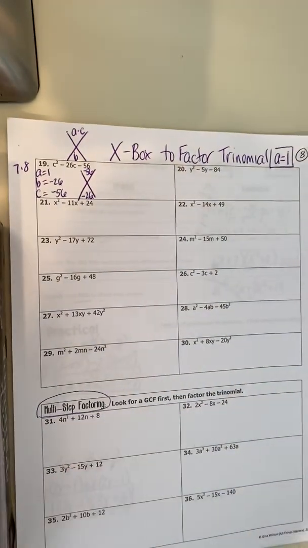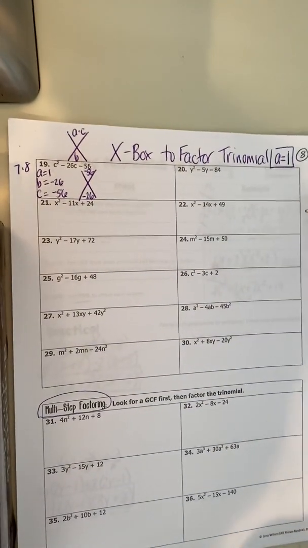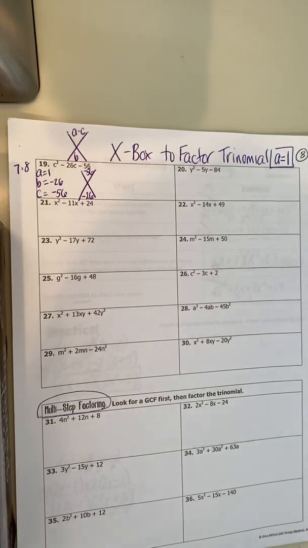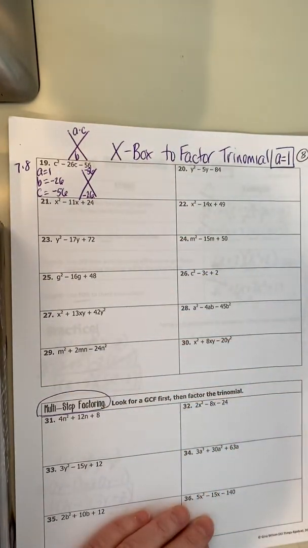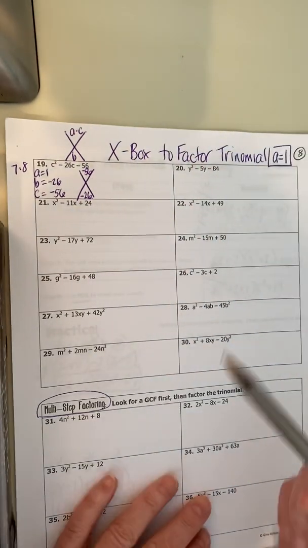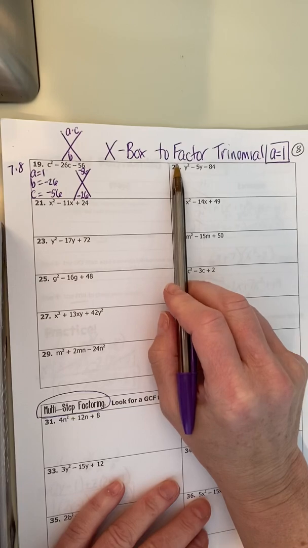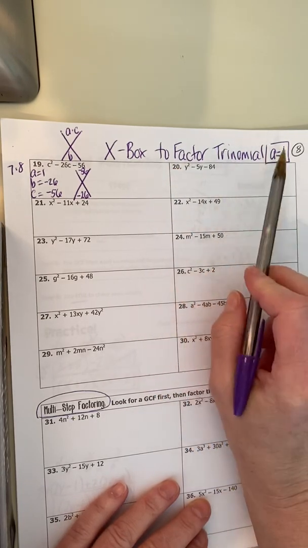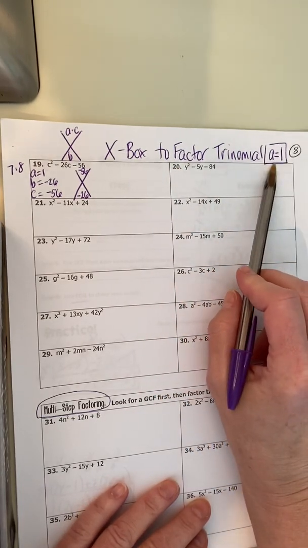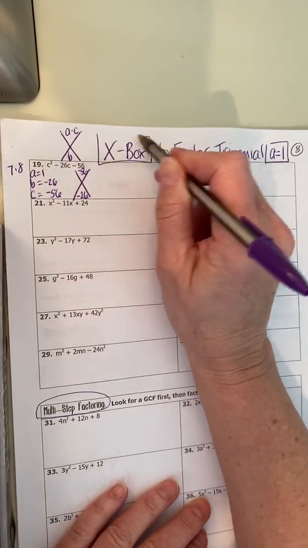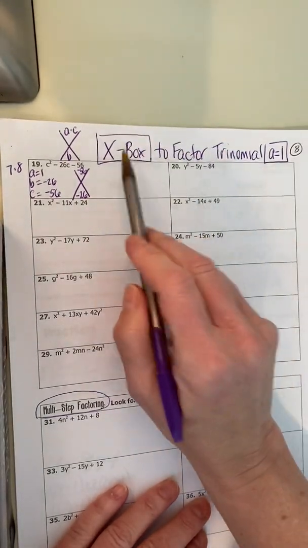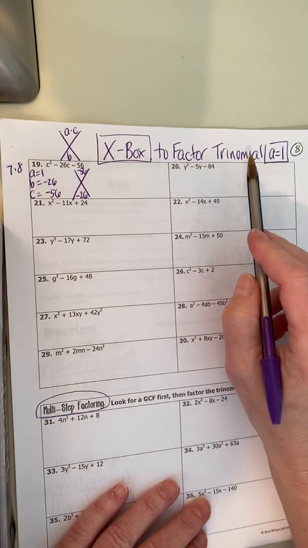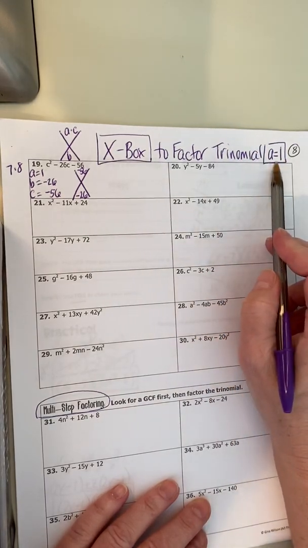All right, everybody, this is going to be page 8 in your packet. I skipped over page 7. Page 7 is basically a practice page for problems that are like the top part of this page. In the top part of this page, you're going to be factoring a trinomial when a equals 1. You're going to use the X-box to do that. So again, we're going to use the X-box to factor a trinomial when a equals 1.